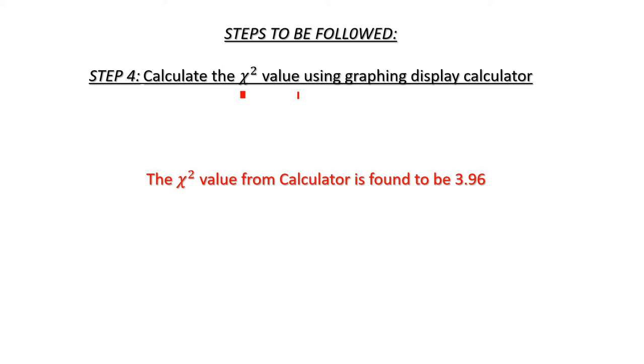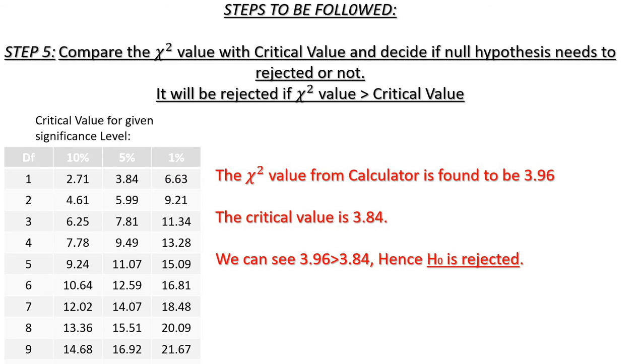Step 4. Calculate the chi-square value using graphing display calculator. So friends, if you want to follow the steps to calculate the chi-square value, please follow my link given at the bottom of the video. The chi-square value from the calculator is found to be 3.96.